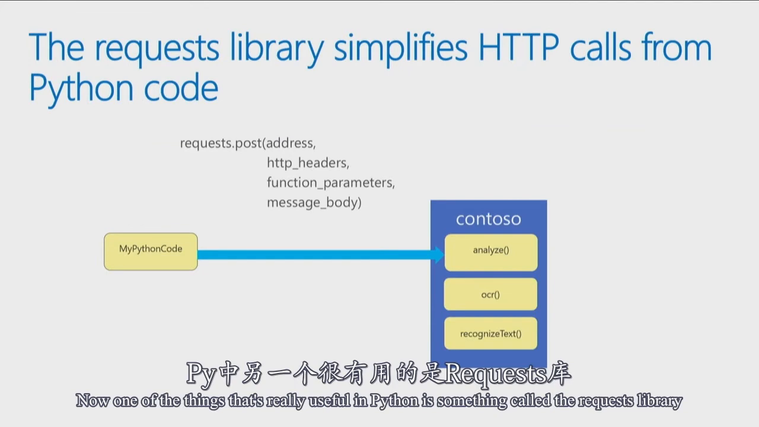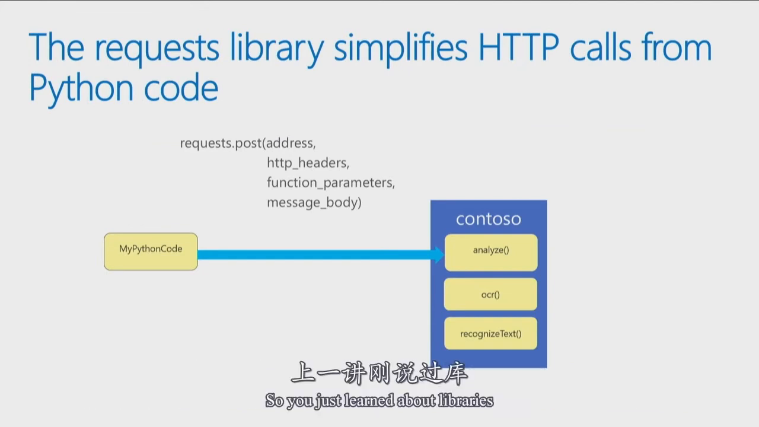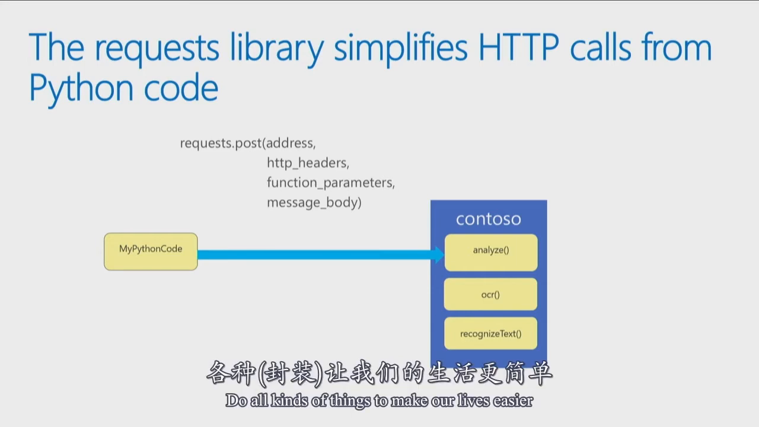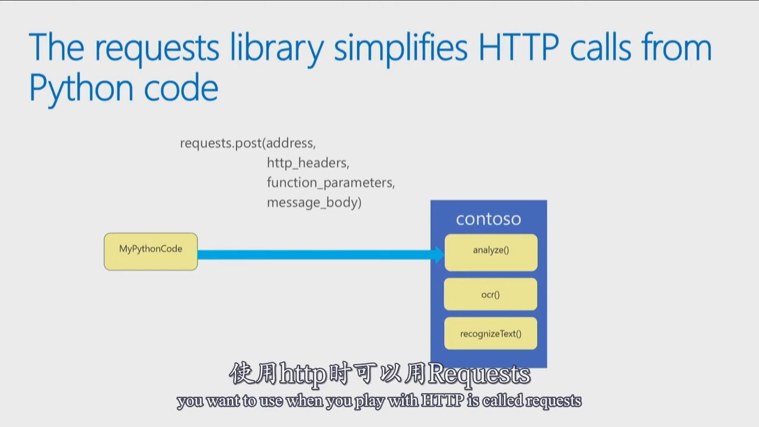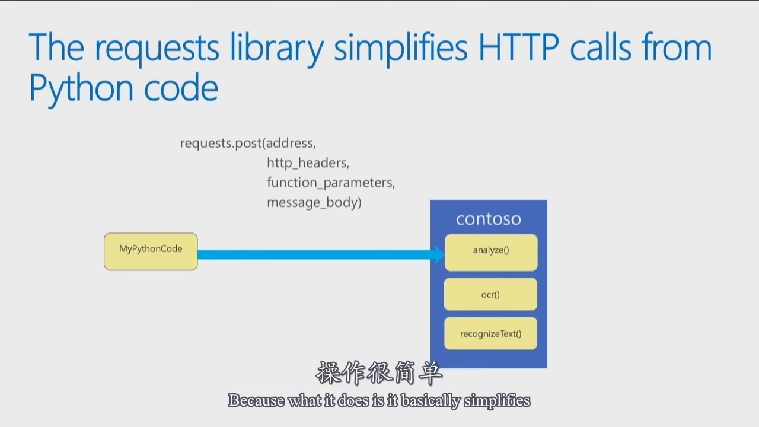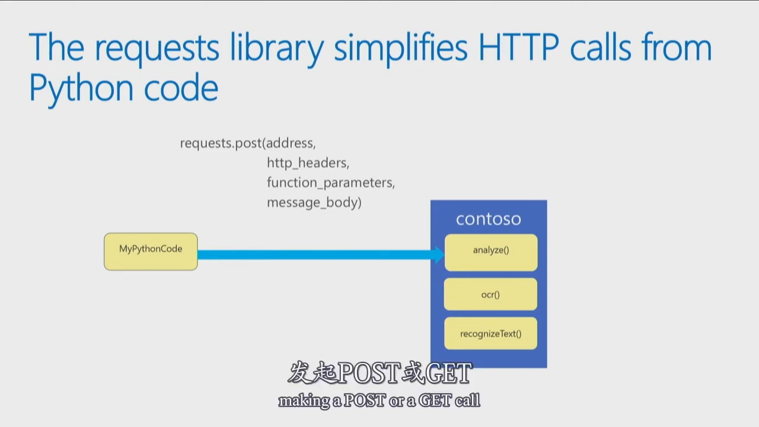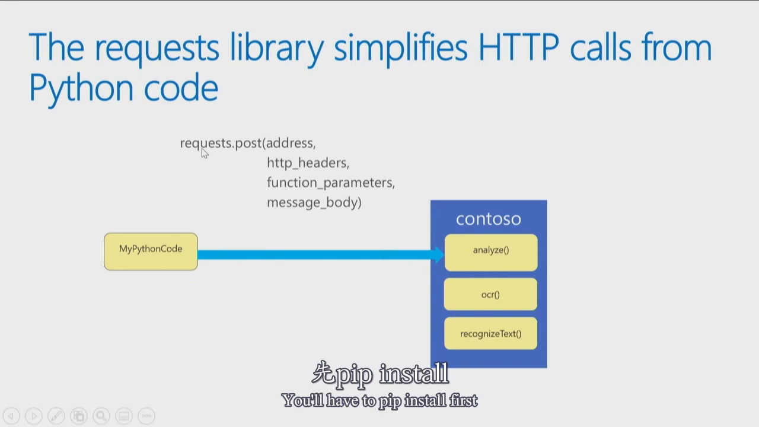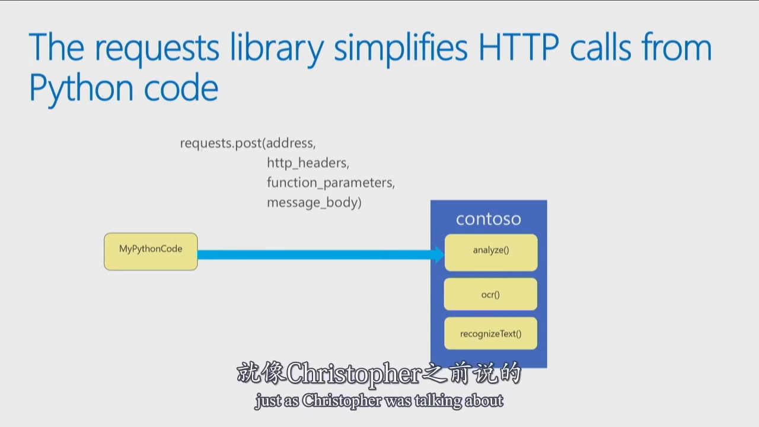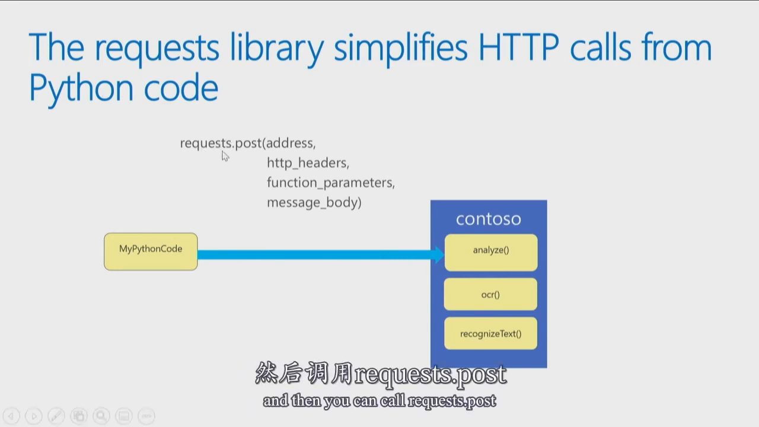Now, one of the things that's really useful in Python is something called the requests library. So you just learned about libraries. Libraries are great, they do all kinds of things to make our lives easier. And one of the libraries you want to use when you play with HTTP is called requests, because what it does is it basically simplifies making a POST or a GET call. So you just import the requests library. You'll have to do a pip install first, just as Christopher was talking about. And then you can call requests.post.